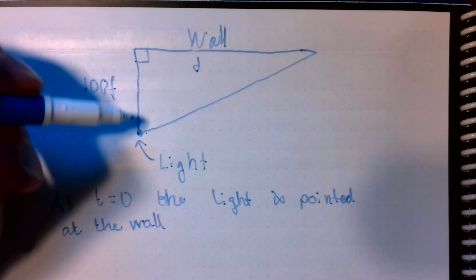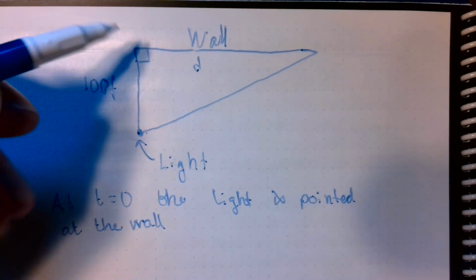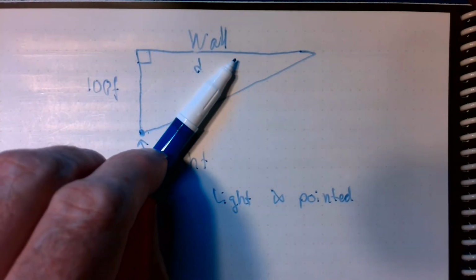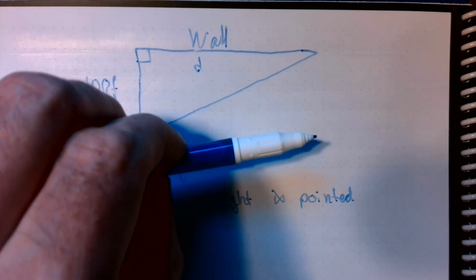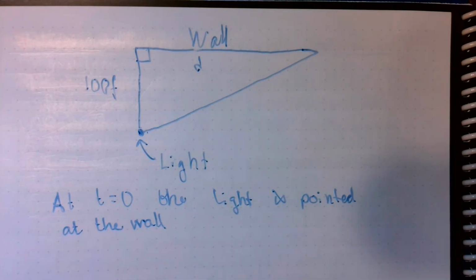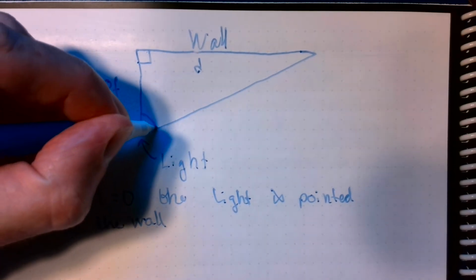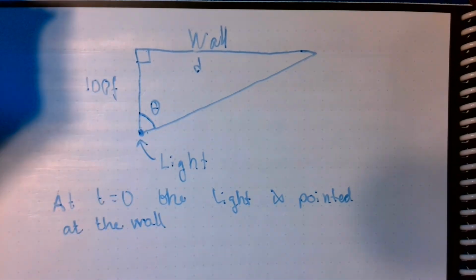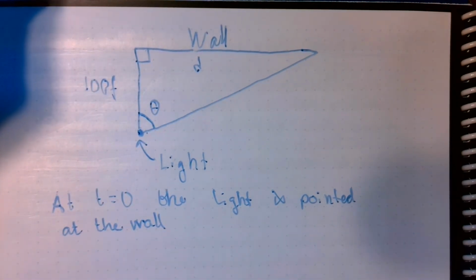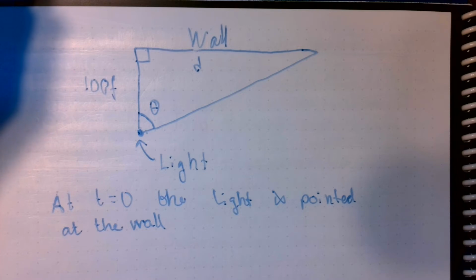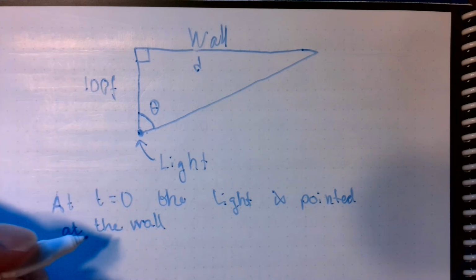And as the lighthouse rotates, the beam of light will be pointing at different places on the wall until it turns around, okay? So we're going to use some trig functions here. So we're going to think about this angle theta in terms of t. The time that it takes to do a complete revolution is 4 seconds.